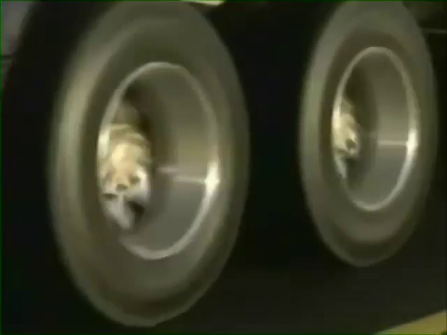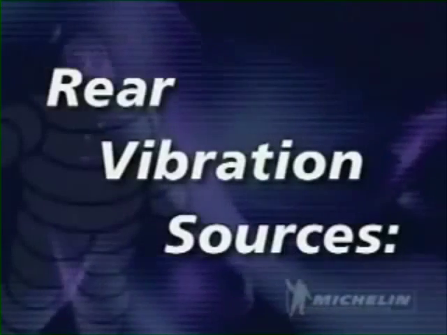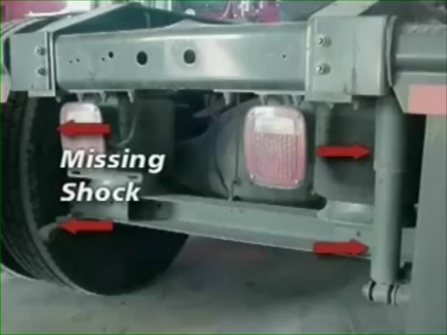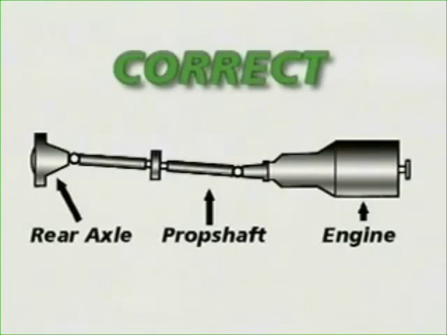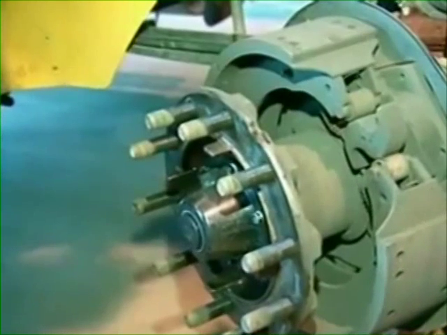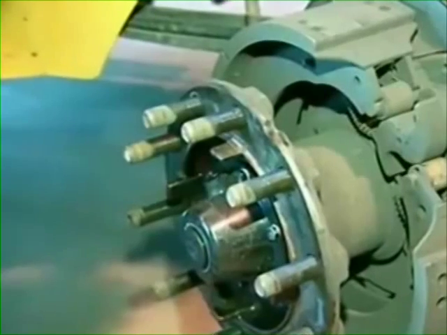If the vibration is being felt in the driver's seat, then the vibration is coming from the rear of the vehicle. Sources generally include rear tires and wheels that are flat-spotted, out of round, or out of balance, an improperly functioning suspension system, a drive line that is out of balance, out of round, or at an incorrect angle. Axle shafts and axle ends are not concentric.